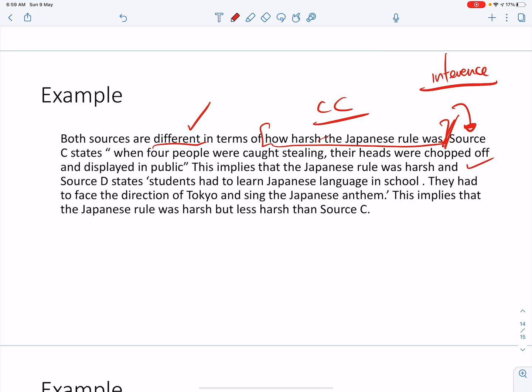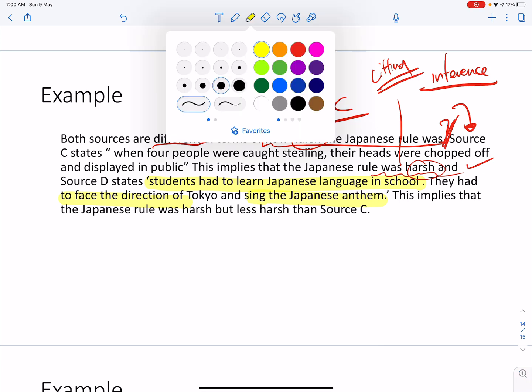This is valid. But then again, you're just lifting in your explanation. So you shouldn't do this because you already say harsh here. You already mentioned harsh over here. So you're just repeating yourself. That's not a good explanation. And then let's look at the next one. Okay, source D states students have to learn Japanese language, face direction, and sing the anthem. This implies that it was less harsh.